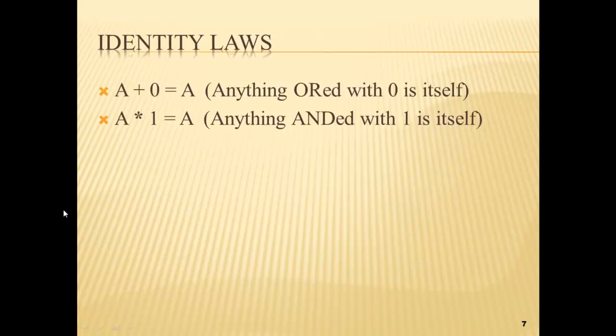Identity laws are very straightforward, and I can draw these out with logic gates too, so you can get an idea of what I mean. The first one: a or 0 equals a. Let's say we have an OR gate with a on one input, and this other input is always tied to ground. Any high gives you a high out. This one's always a 0, so if a was 0, the output would be 0. If a is a 1, the output would be a 1. So you can say that this just equals a.